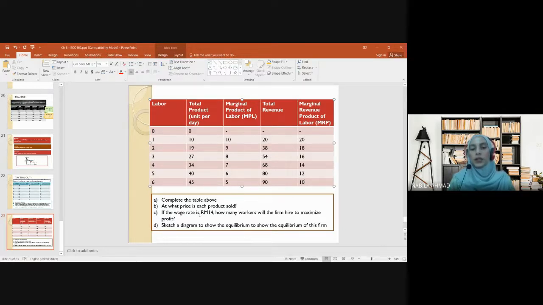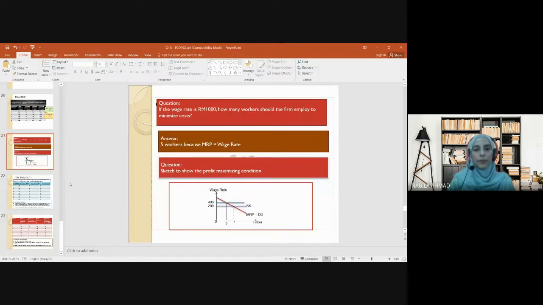Okay, if the wage rate is 14, how many workers will the firm hire? So the marginal wage cost adalah 14. Jadi MRP pun mestilah 14. So the number of workers should be 4. Sketch a diagram. Okay. Kita sketch macam ni. So tadi 14 kan? So 14. And number of worker 4.